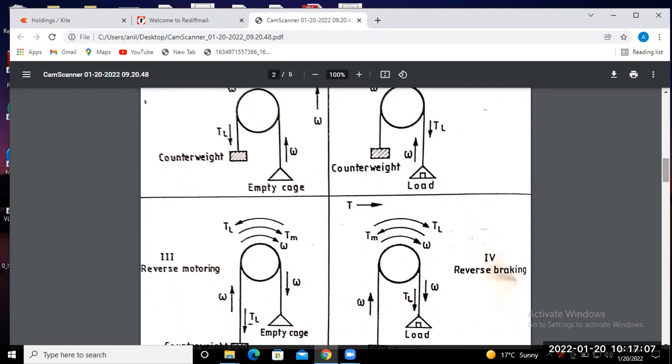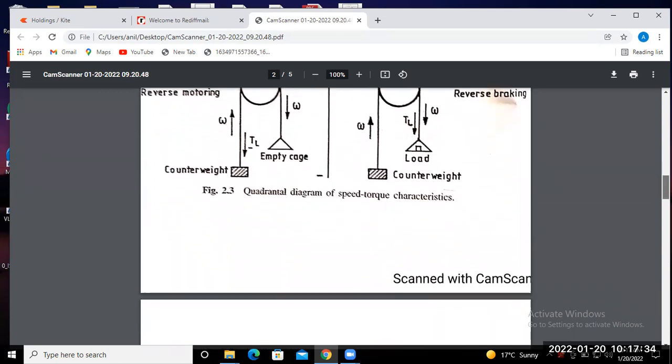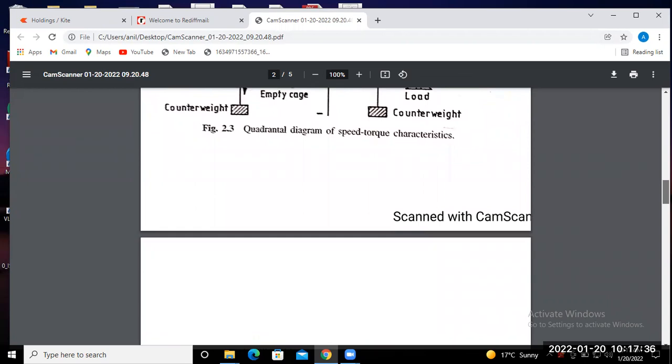You may find some load lifted in the forward mode at any particular instant, and it may be applied in the downward direction. In that case, you may see the actual speed and the electromagnetic torque developed in the motor, and the direction of load torque. So this is all about the characteristic of the fourth quadrant.